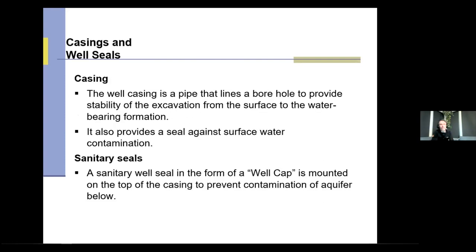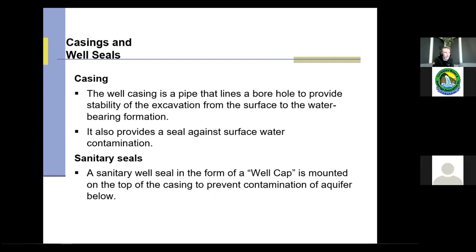The casing too is really important. That is basically just the pipeline that gets driven into the ground so you can put your well in there. Typically what they do is they bring a drill in and they drill a big hole right down into the aquifer. And then they're going to drive a casing in.